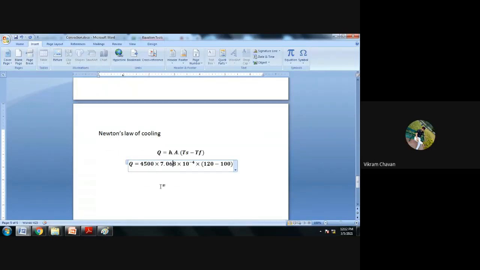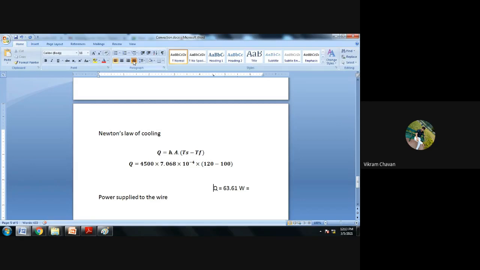So now Q becomes 63.61. Q is equal to 63.61, and its unit will be watt, which will be equal to the power supplied to the wire. Power supplied to the wire.